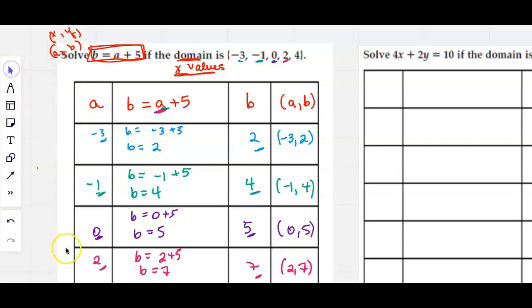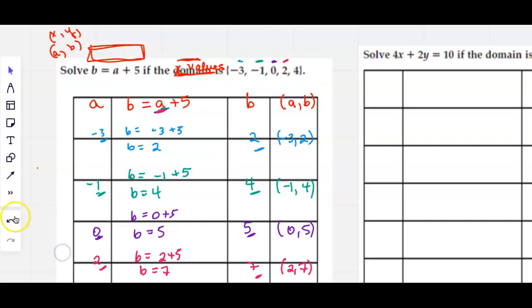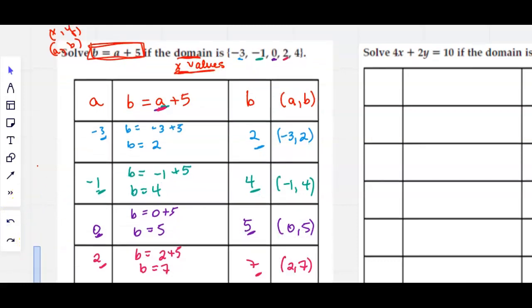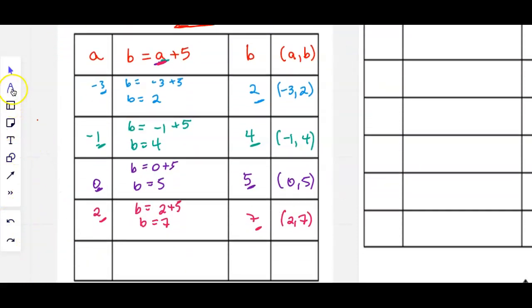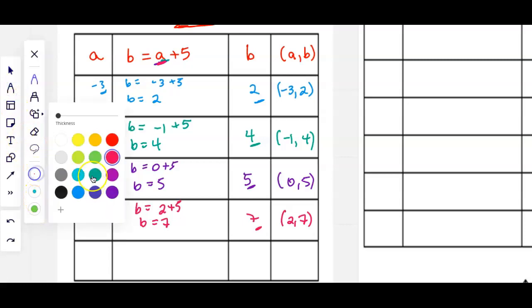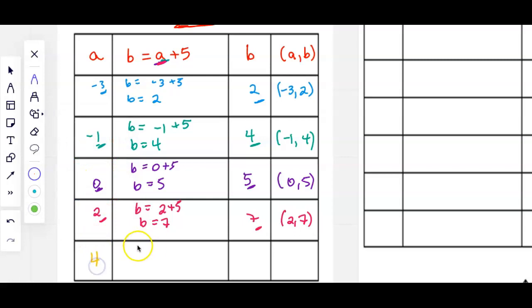And now for our last one, 4. Oh, moved the wrong thing. There we go. 4. So it starts off with B equals, then A is 4 plus 5. Now 4 plus 5 is 9. So our B value is 9, and our ordered pair is going to be 4, 9.